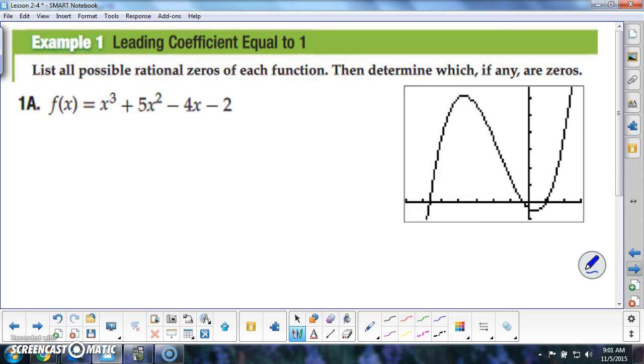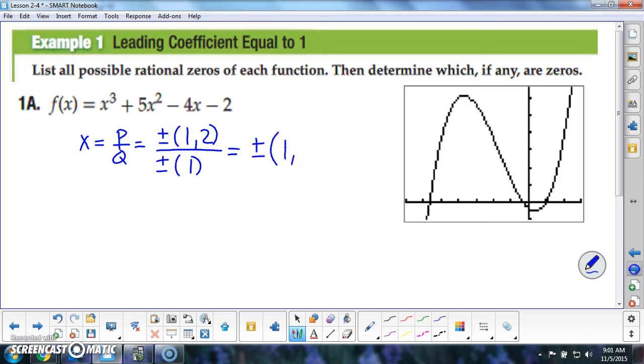Another problem done the same way. List all possible rational zeros. So x equals p over q. P is factors of your constant, plus or minus 1 and 2. Q is factors of your leading coefficient. So possible rational zeros are any combination of 1 and 2 divided by 1. So it looks like we have 4 possible rational zeros. And then list if any of these are actually zeros.